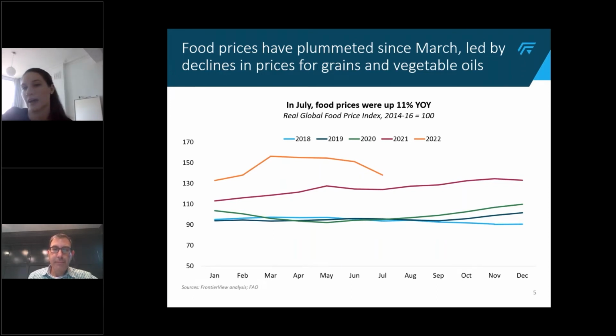And it can be thought of as a consumer price index for food. So it reflects the prices that consumers are actually facing and the costs that they're paying for food.